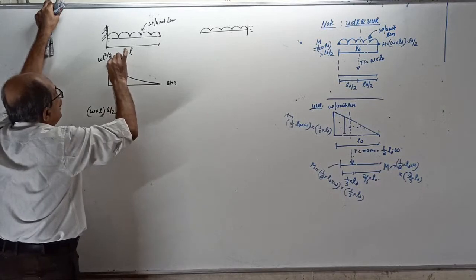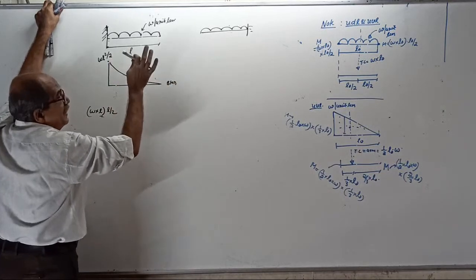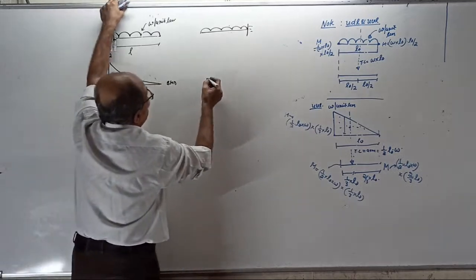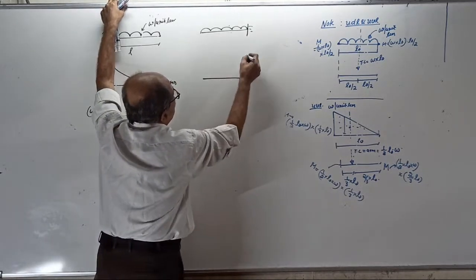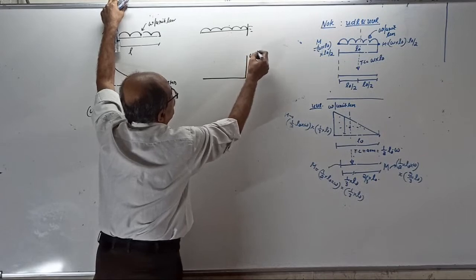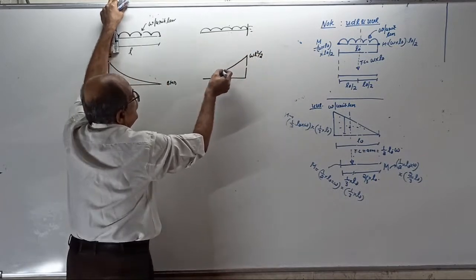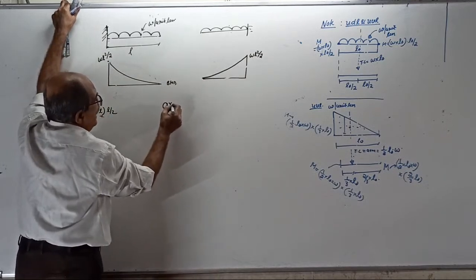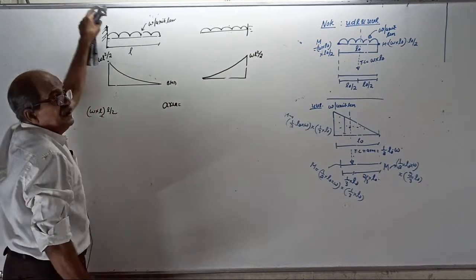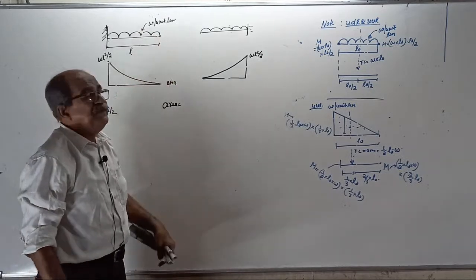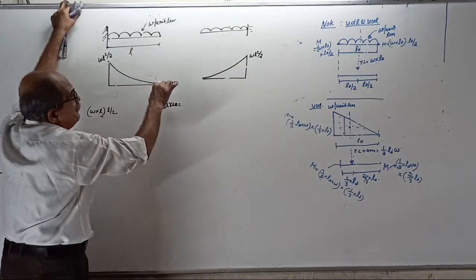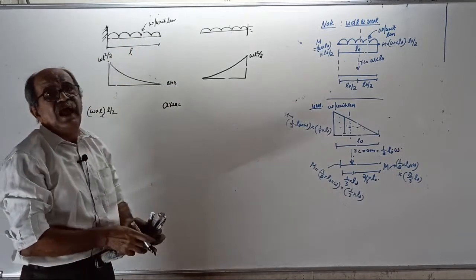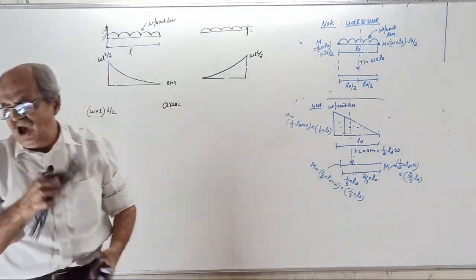See, if I join by a straight line, it is a triangle; for a simply supported beam the parabola is like this. Now, same way here, the BMD will be this way. Here WL square by 2, the parabola will be like this. Now, for both the parabolas, remember, for a triangle with a straight line, area is half base into height.